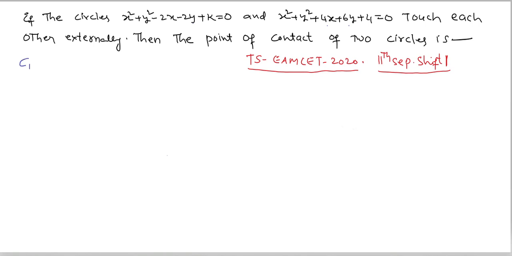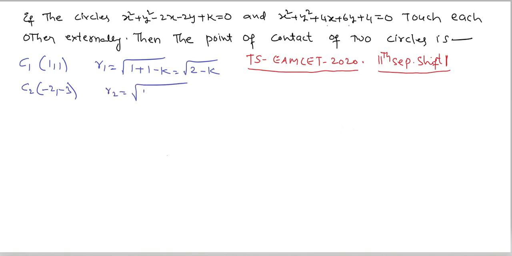First we find the center of the first circle, C1 is (1, 1), and radius R1 is the square root of 1 plus 1 minus k, that is root of 2 minus k. The center of the second circle C2 is (minus 2, minus 3), and R2 is the root of 4 plus 9 minus 4, that is root 9, which is 3. So the given circles touch each other externally.